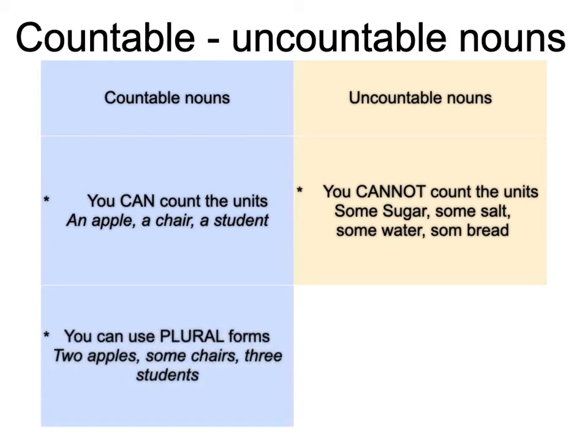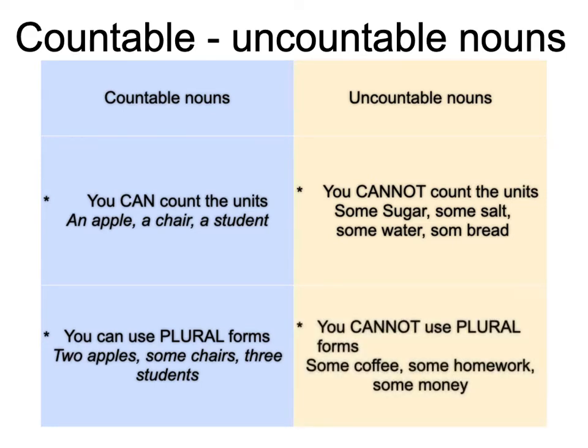As countable nouns can be counted by the units, you can use the plural forms as you can have more than one unit. Therefore, you can use the plural. In the case of uncountable nouns, you cannot use the plural because you cannot have more than one. So that is why we always use some coffee, some homework, some money, some sugar, some salt, some rice. We cannot use the plural with these nouns.